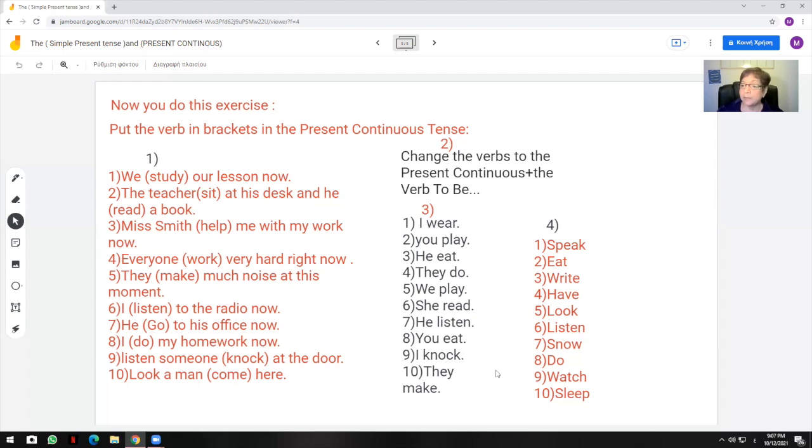Okay, say they make much noise. They are making a cake. They are making a new lesson.